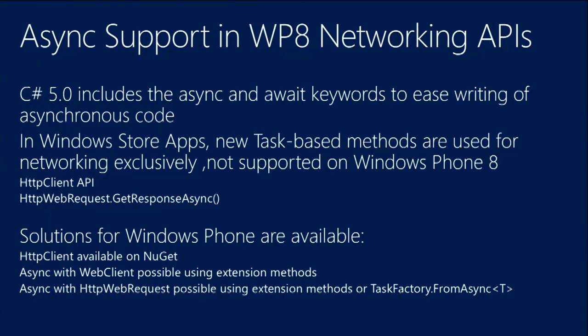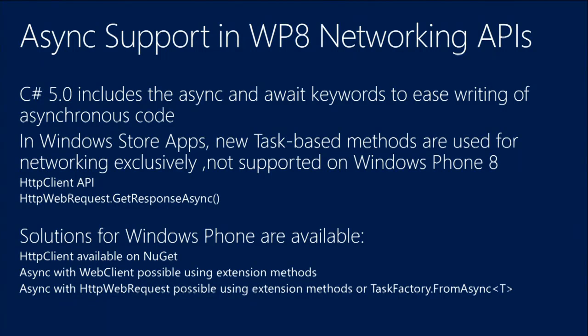And obviously networking, HTTP web request is one of the APIs that had this treatment. The old get response methods, they're not available. Instead, we've got get response async. And we've got a whole new API as well on Windows 8 Store apps, HTTP client, which is just designed as being the new API for doing HTTP networking.